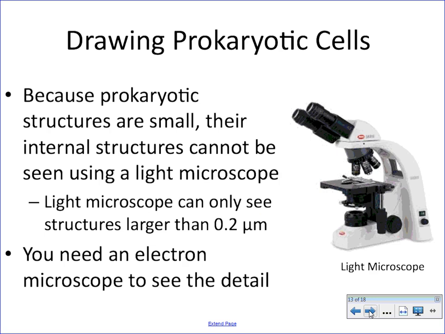So one of the things you're going to have to be able to do is draw prokaryotic cells. But because prokaryotic structures are small, their internal structures cannot be seen using a light microscope. Light microscopes can only see structures larger than 0.2 micrometers, and given that bacteria cells are very small, it's going to be very hard to see any detail or any structures of a prokaryotic cell. So to view structures on a prokaryotic cell, you need to use an electron microscope to see that detail.